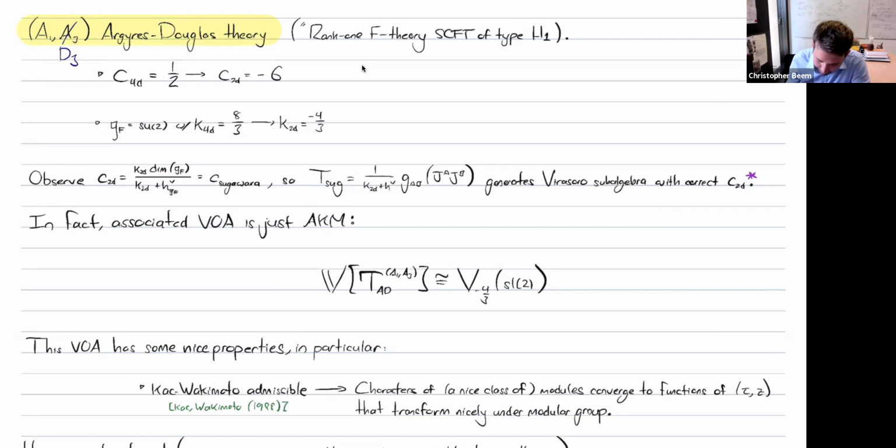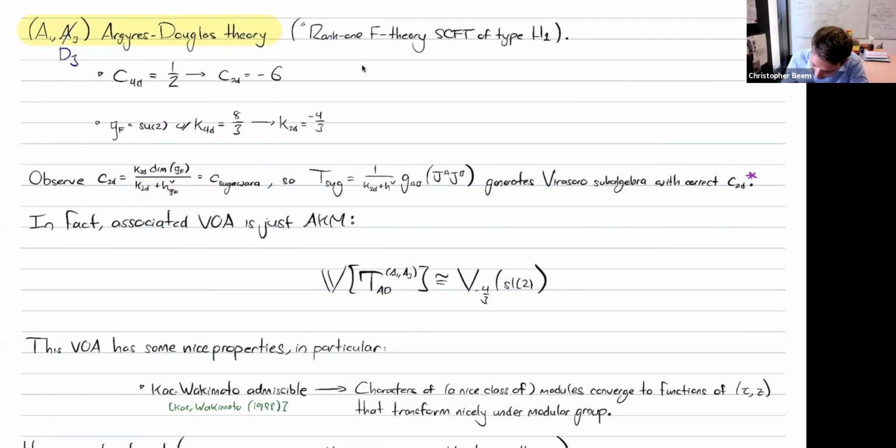And it has an SU2 flavor symmetry with 4-dimensional flavor central charge 8/3, which gives us a SU2 affine current algebra with level -4/3. And already from that, we can make a little numerological observation, which is that this value of the Virasoro central charge, -6, is equal to the so-called Sugawara value associated to that affine Kac-Moody algebra, which is k times the dimension of the Lie algebra over k plus the dual Coxeter number. So if you plug in -4/3, 3, and 2 for those numbers, you get -6.